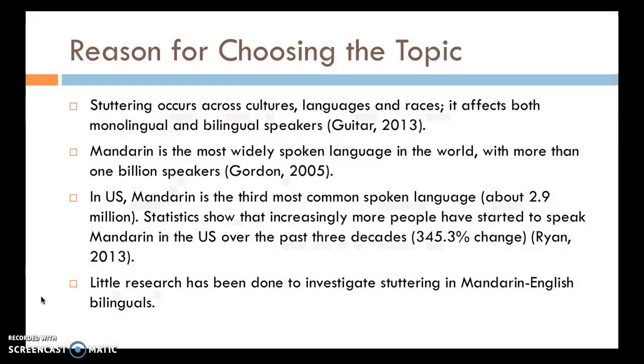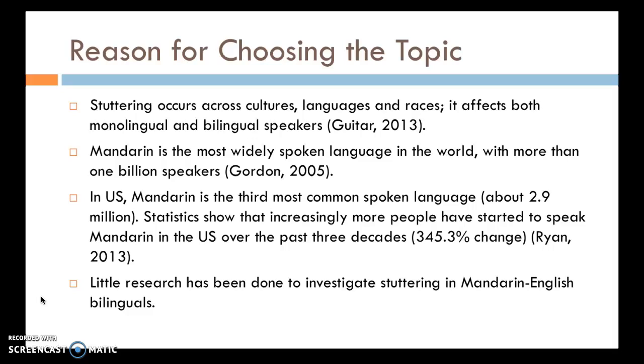According to Guitar, stuttering occurs across cultures, languages, and races. It affects both monolingual and bilingual speakers. And according to Gordon, Mandarin is the most widely spoken language in the world, with more than 1 billion speakers. In the United States, according to Ryan's data, Mandarin is the third most common spoken language.